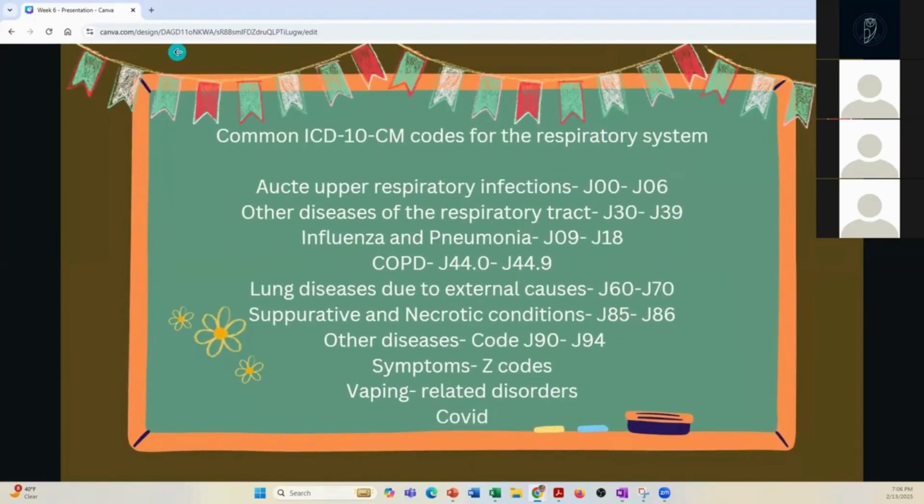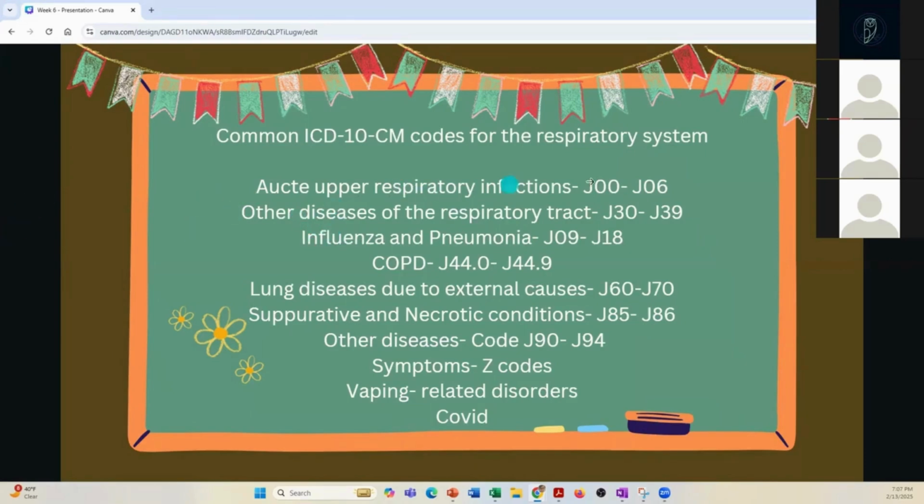Now, as far as ICD-10 coding goes, these are some of the main codes you'll use for respiratory coding. They are mostly the J codes. J00 to J06 is acute upper respiratory infections. Other diseases of the upper respiratory tract are J30 to J39. Just take a second to read over this slide. And there are some Z codes for symptoms, vaping related disorders, and COVID codes.